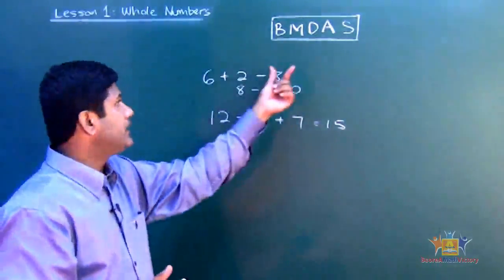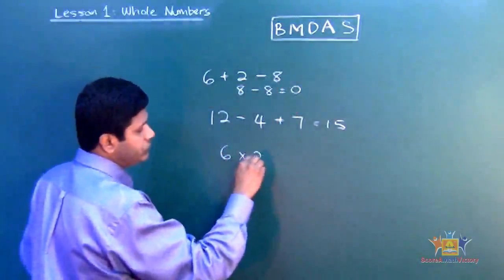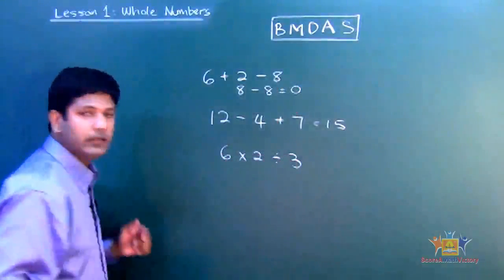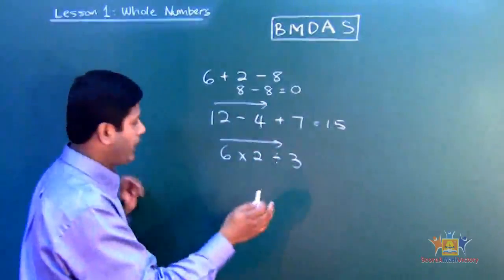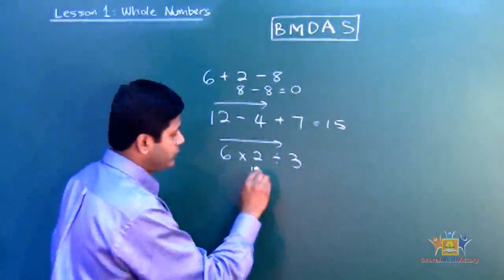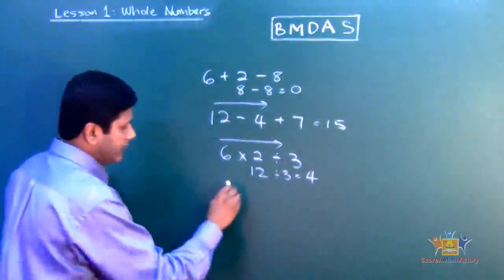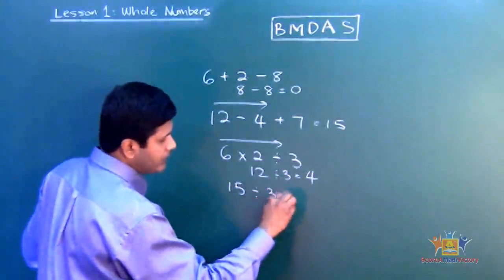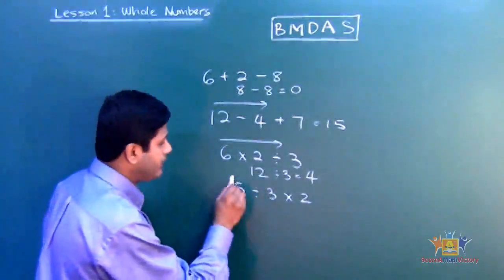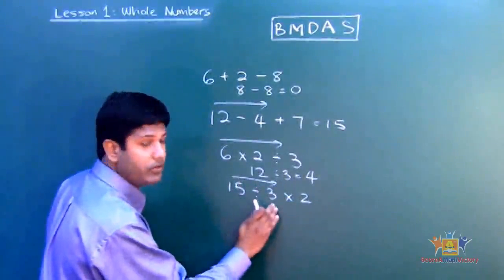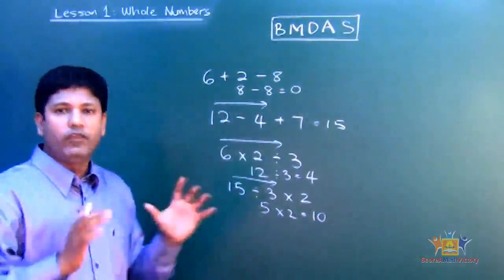The same thing with multiplication and division. Alright, if I were to give you 6 times 2 divided by 3, how do I do this? Again, go from left to right, just like with the addition. So 6 times 2 is 12. 12 divided by 3 is 4. That's it. Okay, if I were to give you, let's say, 15 divided by 3 times 2, how do I do this? You take 15 divided by 3. Again, we're going to use left to right. Okay, 15 divided by 3 is 5. 5 times 2 is 10. There you go. Very important, okay?